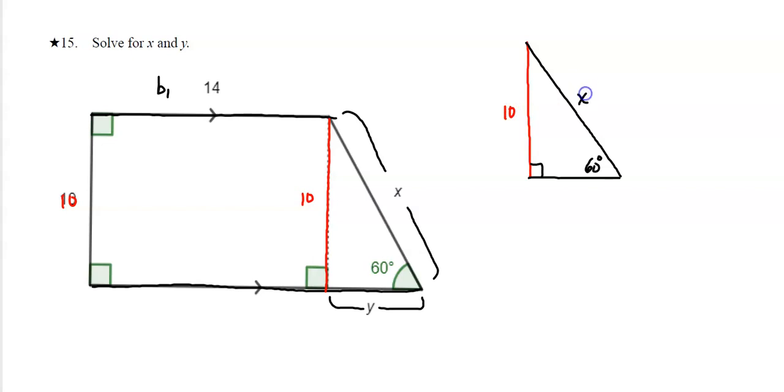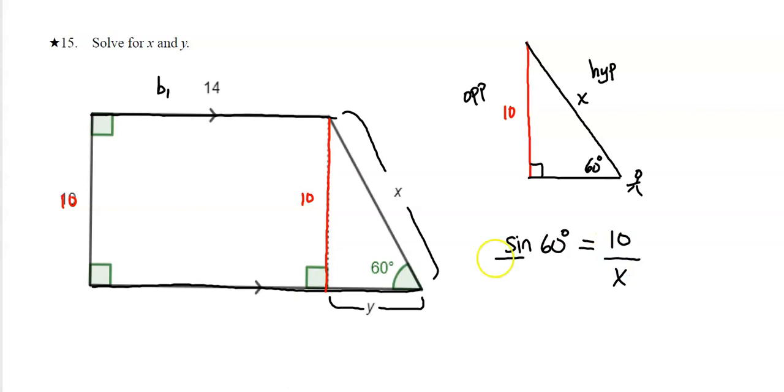Let's go after x first. Well, if I go after x, I'm going to put my guy on 60. I label my sides. 10 would be the opposite. This is from chapter 8, the trig chapter. This would be the hypotenuse. Well, opposite and hypotenuse, sine is opposite over hypotenuse. So the sine when standing on 60 degrees is the opposite over the hypotenuse.